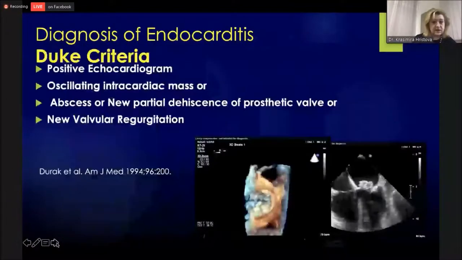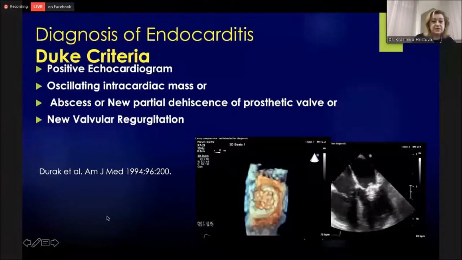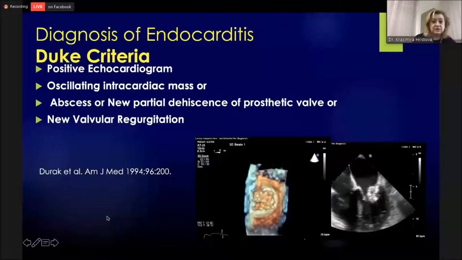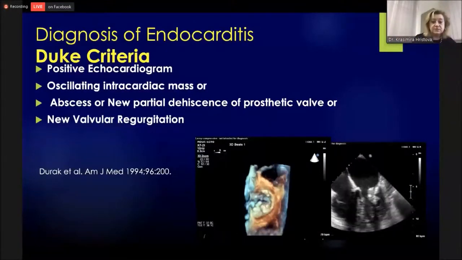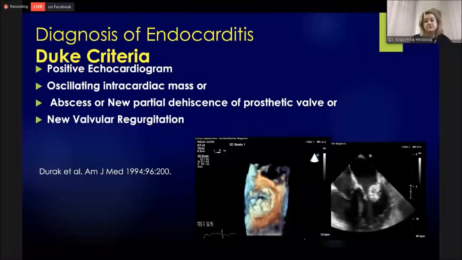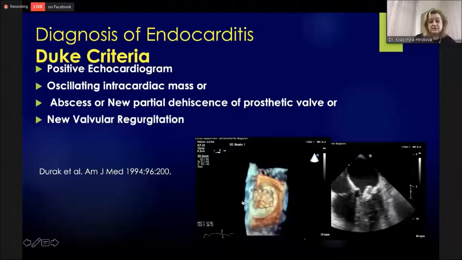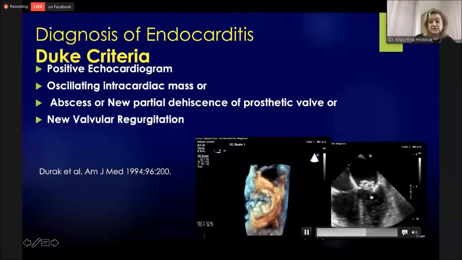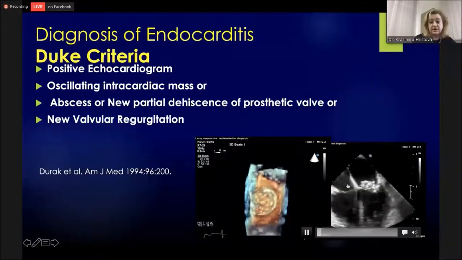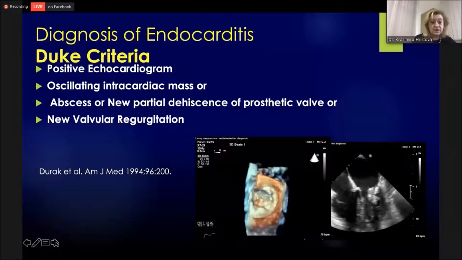When we look at the echocardiography criteria, we use the new criteria: there must be a positive echocardiogram, with an oscillating intracardiac mass, or abscess, or new partial dehiscence of the prosthetic valve, or new valvular regurgitation. This is a very nice case of endocarditis involving the mitral valve, and this is a 3D echo of the huge regurgitation that we could find during the echo examination.